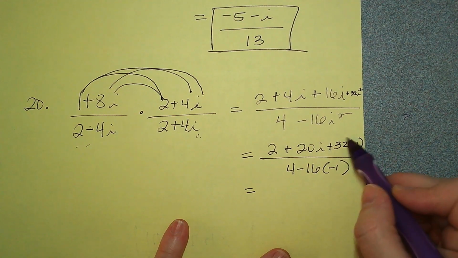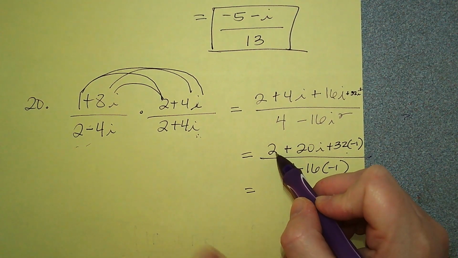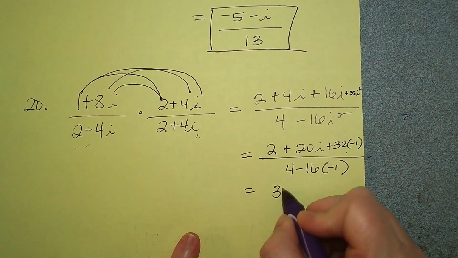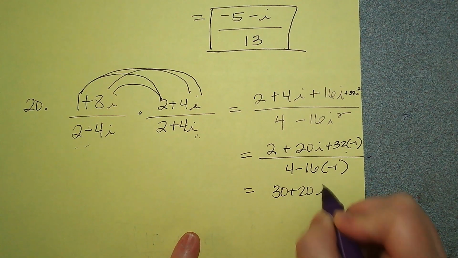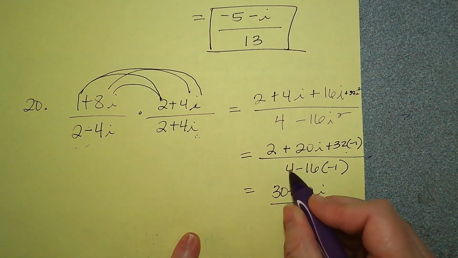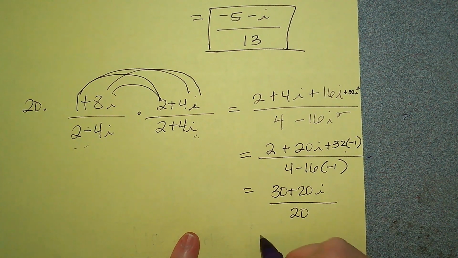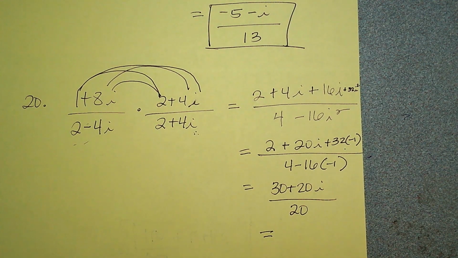This becomes negative 32 plus 2 is 30 plus 20i. And then on the bottom, we have 16 plus 4 is 20. So I need to simplify one last time. What are all three of those terms divisible by? 10.